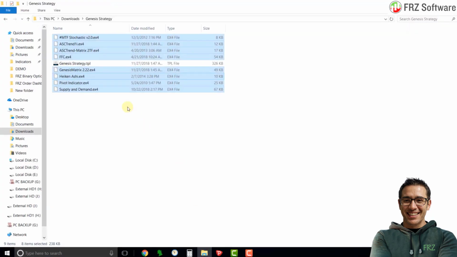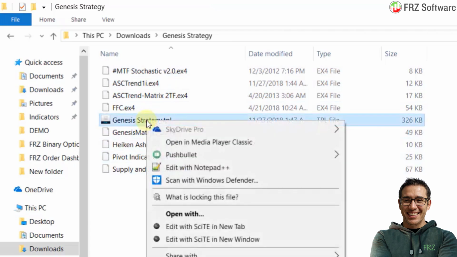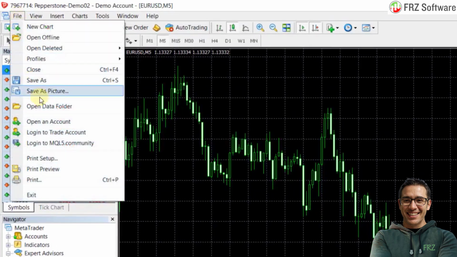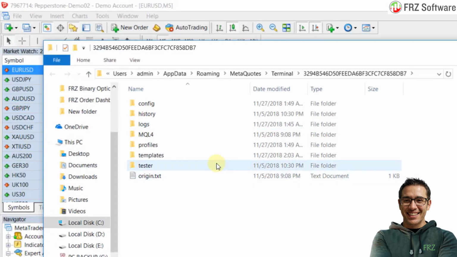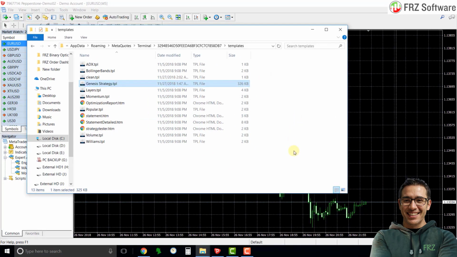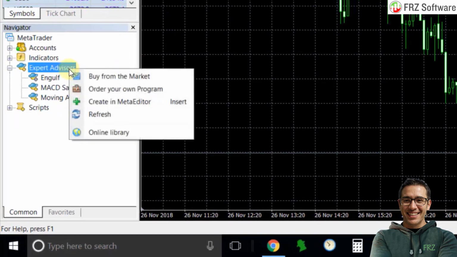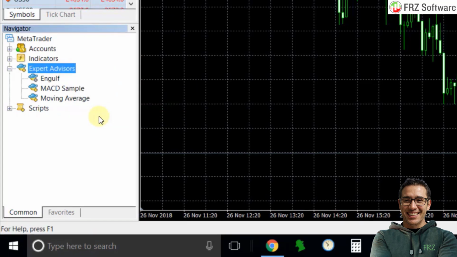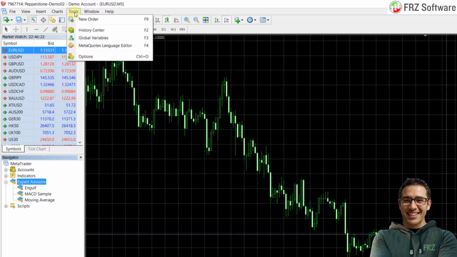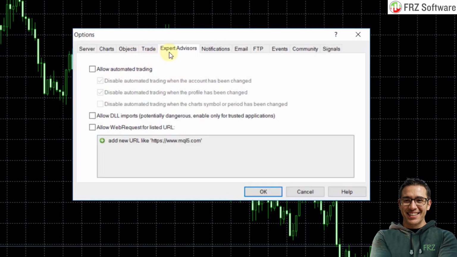And then again, copy the Genesis Strategy TPL file. Then go back to MT4, Files, Open Data folder, Templates, right-click and paste here. Now simply right-click on Expert Advisors and click on Refresh, or else you can close the MT4 terminal and restart. And then go to Tools, select Options, and under Expert Advisors, make sure Allow DLL Imports is ticked and click on OK.